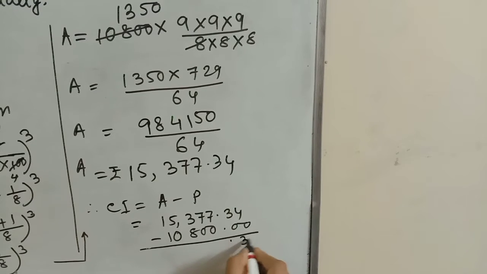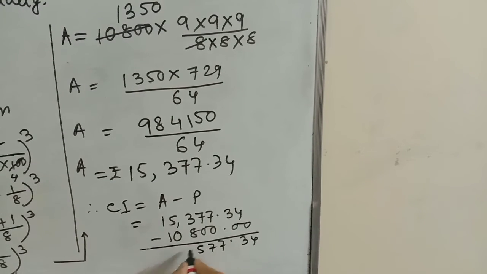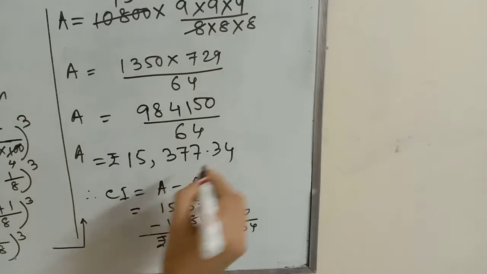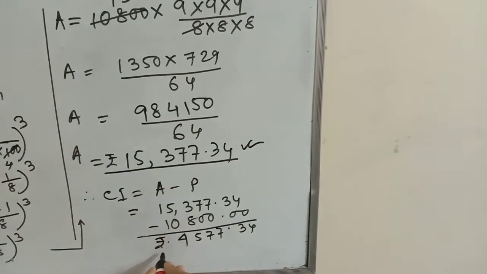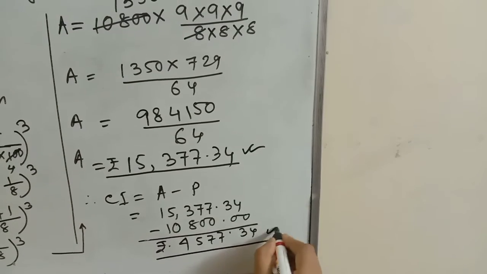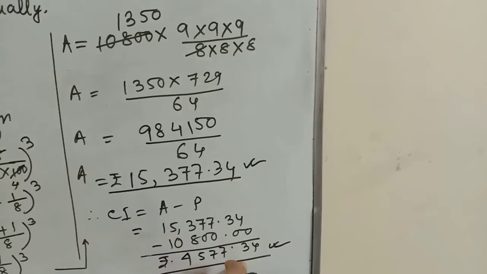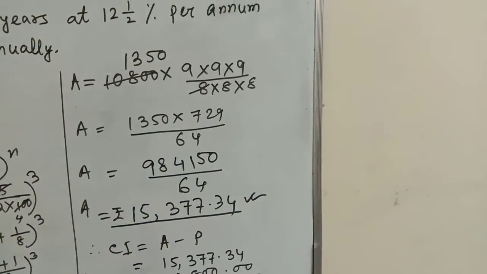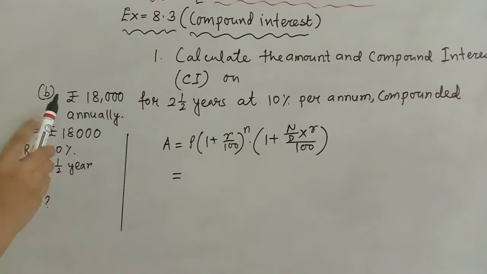That is 4,577.34. This is the compound interest. Now this one is your amount and this one is the compound interest, that is CI. So both answers you have to show neatly, and the rough work mainly you have to show on the right side of your copy. Now next sum, question number B.